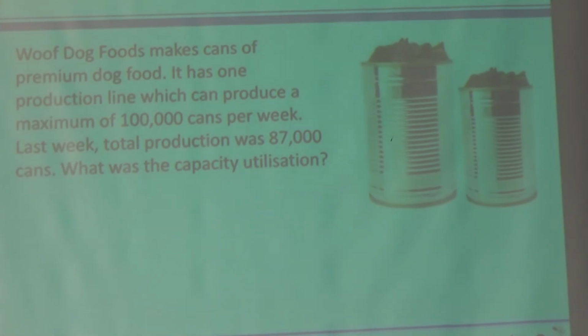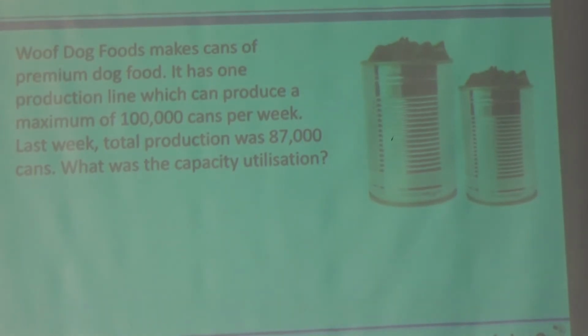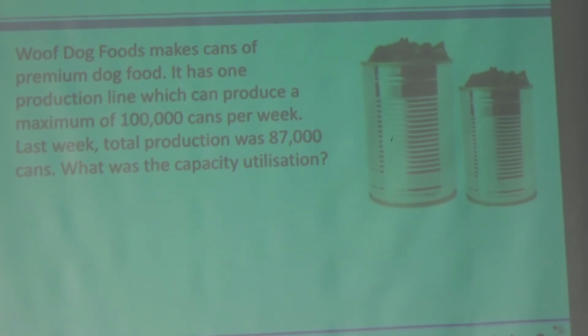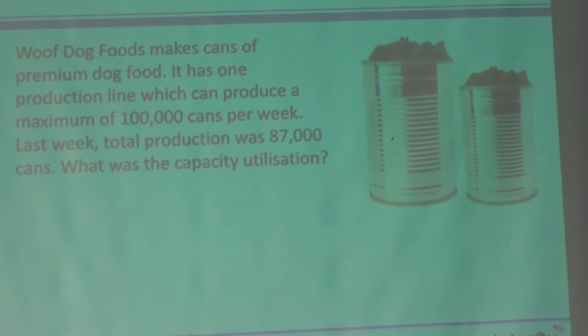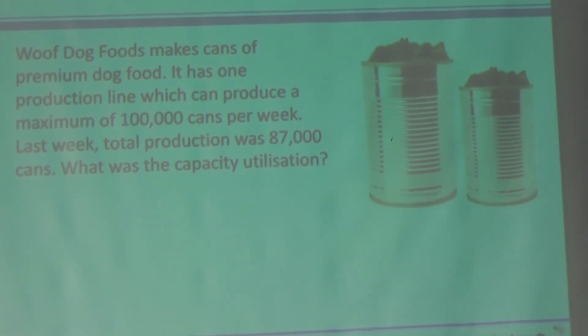It's a manufacturer of dog food. Wolf Dog Foods has one production line and it can make a maximum of 100,000 cans of dog food per week. So there's our measure of capacity. It's the potential output over a specified period, in this case, 100,000 cans per week. That's a lot of dog food. Last week we're told total production, or actual production, was 87,000 cans. So the first question is, what was the capacity utilisation?